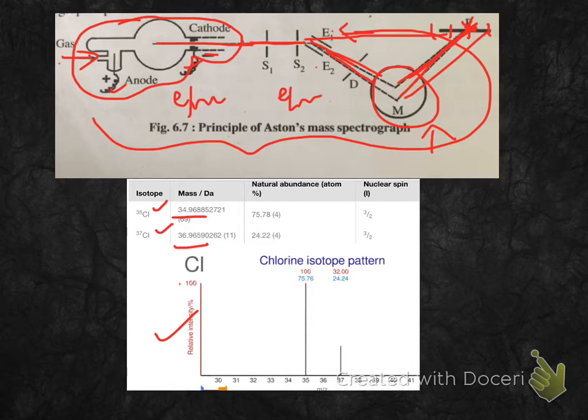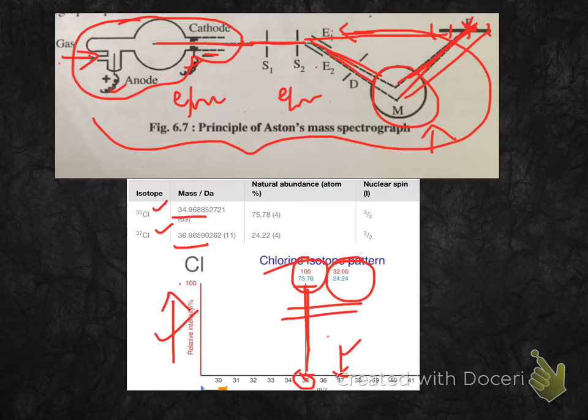For chlorine, we have a line corresponding to 35 and another line corresponding to 37. Two different e/m values and two different lines. One is 3 times longer and more intense. This actually shows the intensity of the line. So the 35 isotope has more intensity than the 37. That means chlorine 35 is 75% and chlorine 37 is 25% in nature. That is why they have different heights, or different intensities.